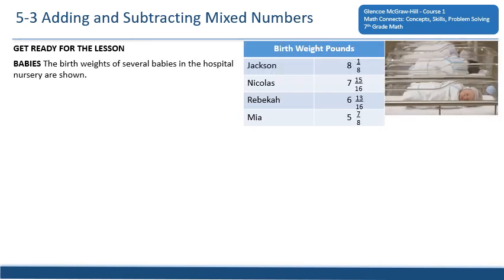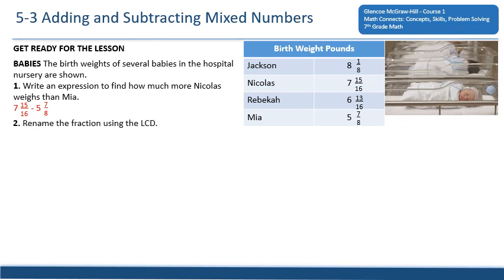The birth weights of several babies in the hospital nurseries are shown. Write an expression to find out how much more Nicholas weighs than Mia. The keyword there is "how much more." Nicholas is 7 15/16 and Mia is 5 7/8. So it's how much more, that's a difference, so subtraction.